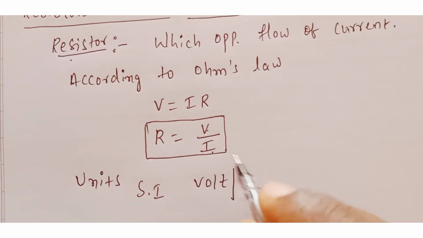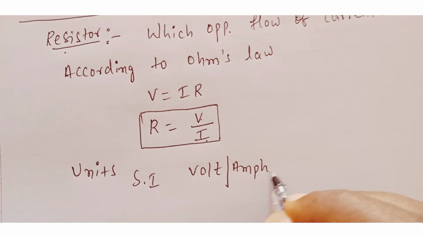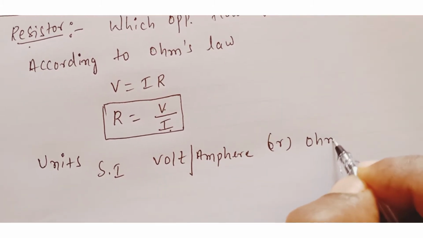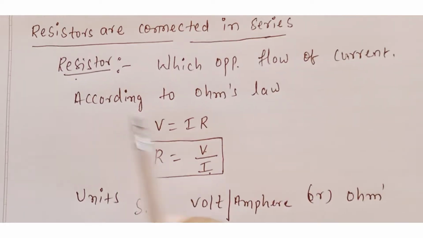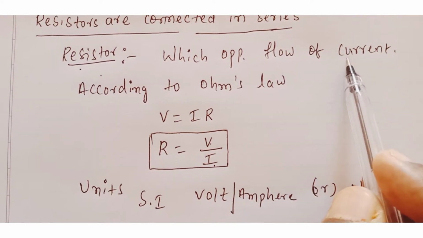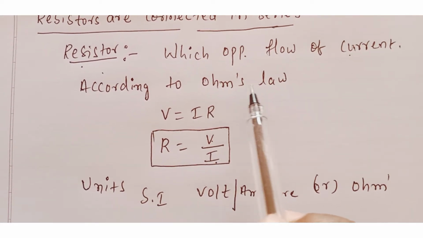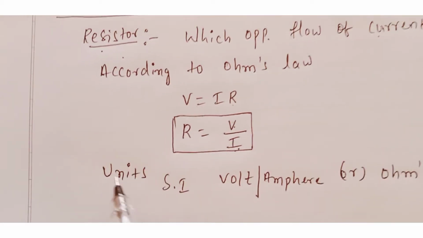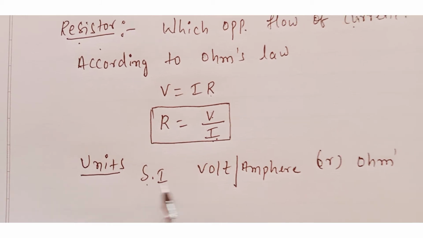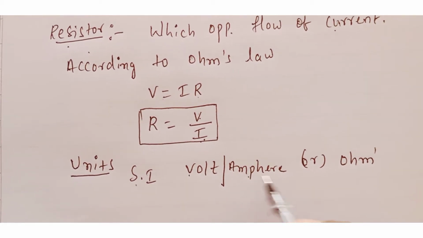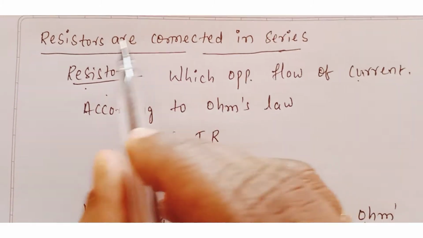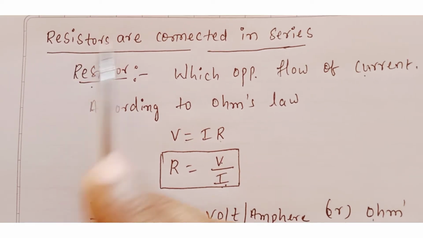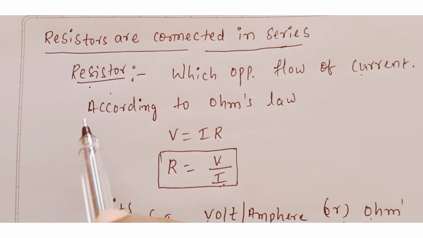What is the unit of current in SI system? It is ampere. Or one scientist's name is there, it is Ohm. A resistor opposes the flow of current in the circuit. According to Ohm's law, V equal to IR, then R equal to V by I. The unit of resistance in SI system is volt per ampere, or ohm. Now, in this situation, we calculate the effective resistance of resistors connected in series.